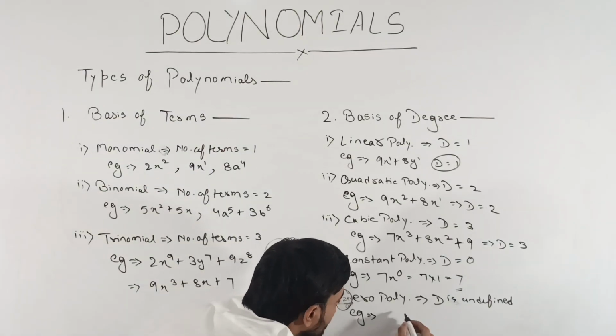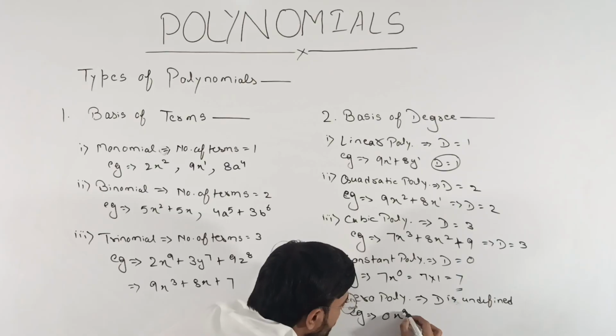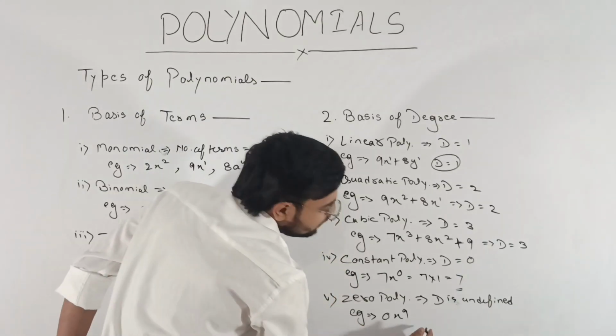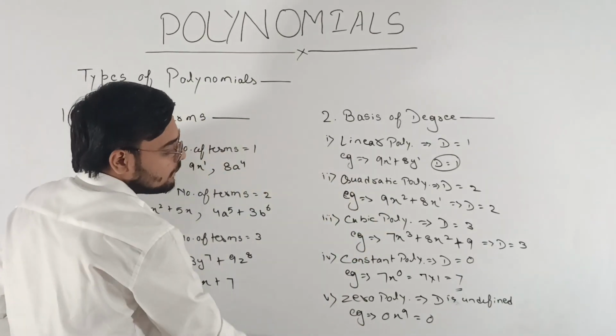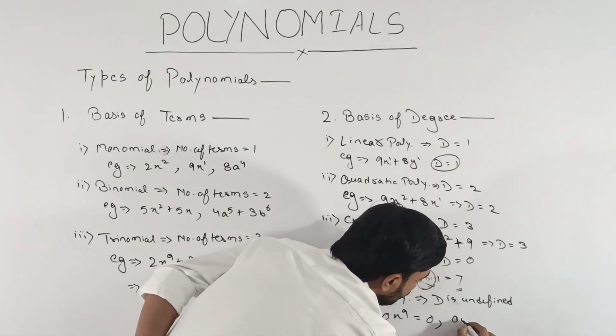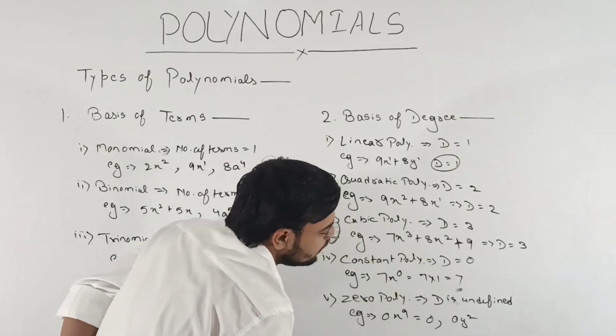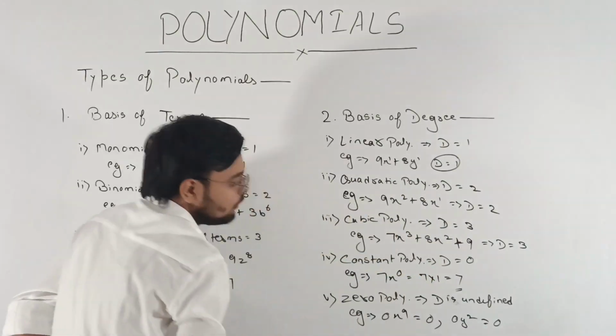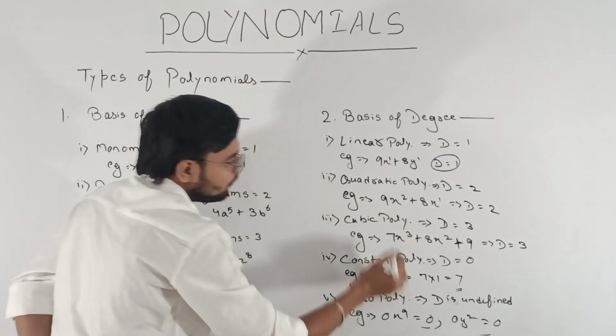If the polynomial is like 0x to the power 9, now look, 0x to the power 9, the result is 0. In this case, the degree is not defined. Look at another example. Suppose your polynomial is 0y to the power 2. Now in this case, again the result is 0. So this is a zero polynomial.